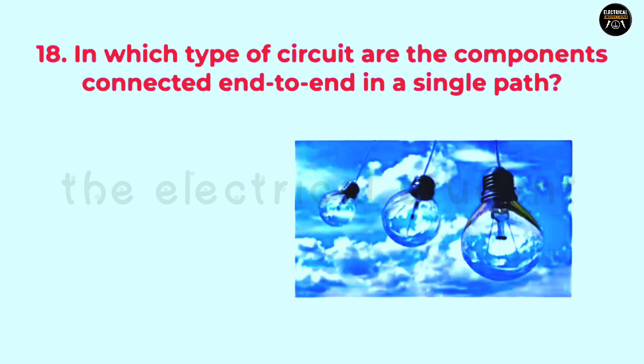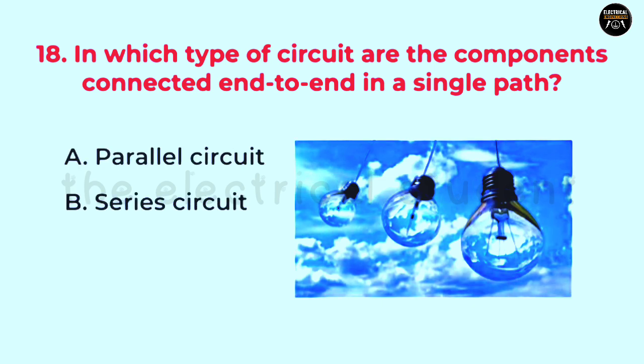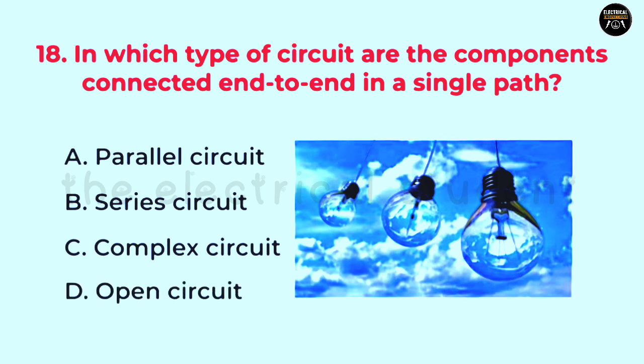In which type of circuit are the components connected end to end in a single path? A. Parallel circuit. B. Series circuit. C. Complex circuit. D. Open circuit. The correct answer is option B, series circuit.